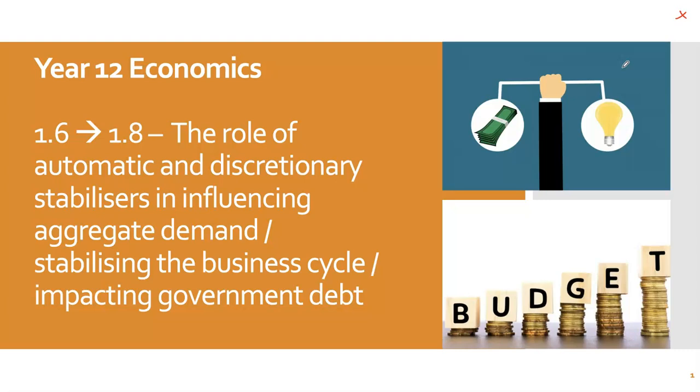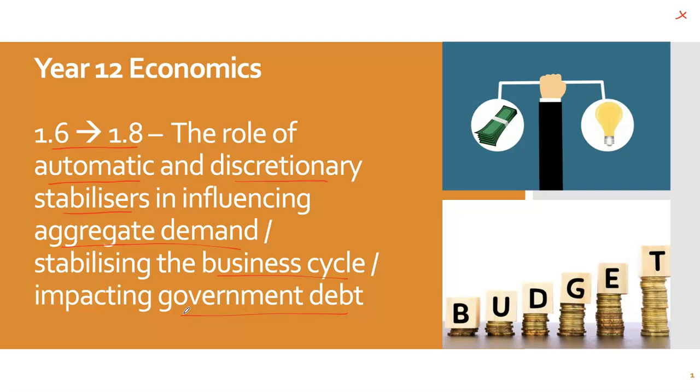We're still focusing in this video on budgetary policy, but we're going to start to look at some more complex aspects of budgetary policy by covering three key knowledge points that cover the role of automatic and discretionary stabilizers. So we're going to have to learn what they are and understand how these things influence aggregate demand, stabilize the business cycle, and consider how these stabilizers influence government debt.